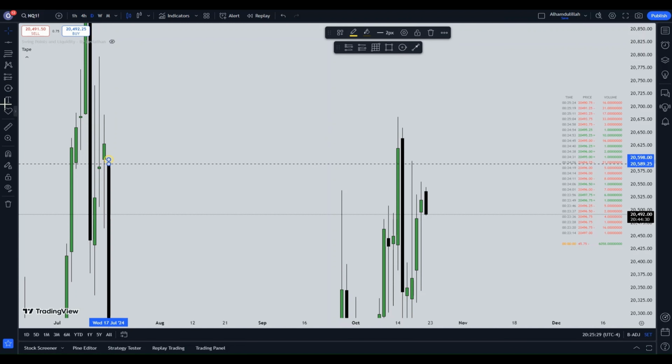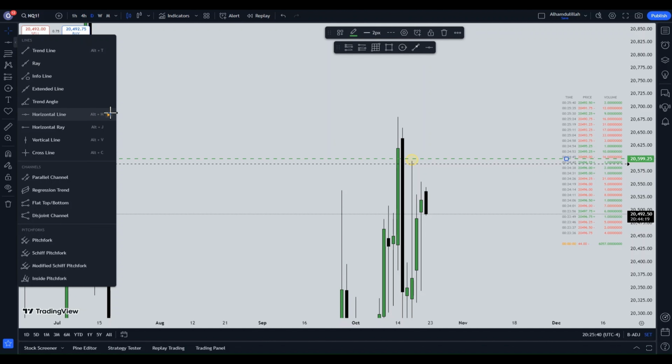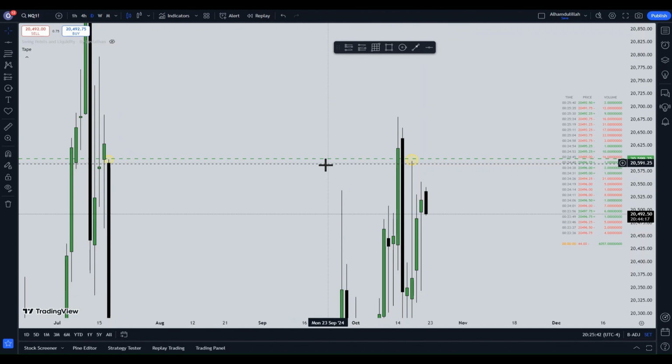Area of resistance. What else do I see? Two key areas of resistance near the same place. So I'm going to go ahead and put a line here. Boom. What do you guys see here?